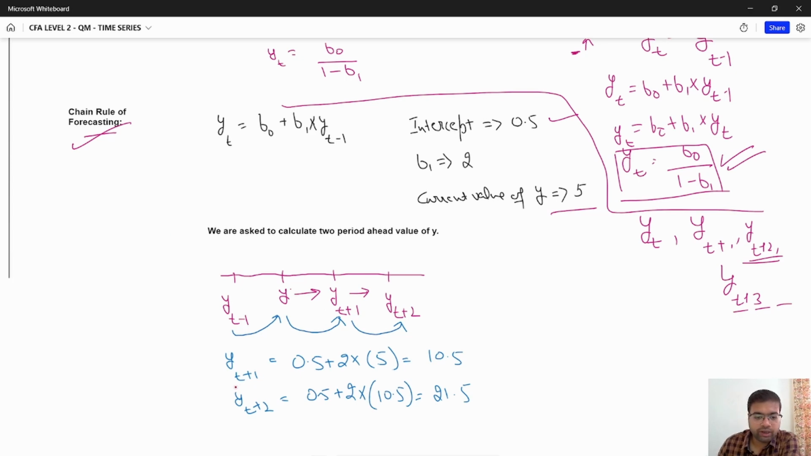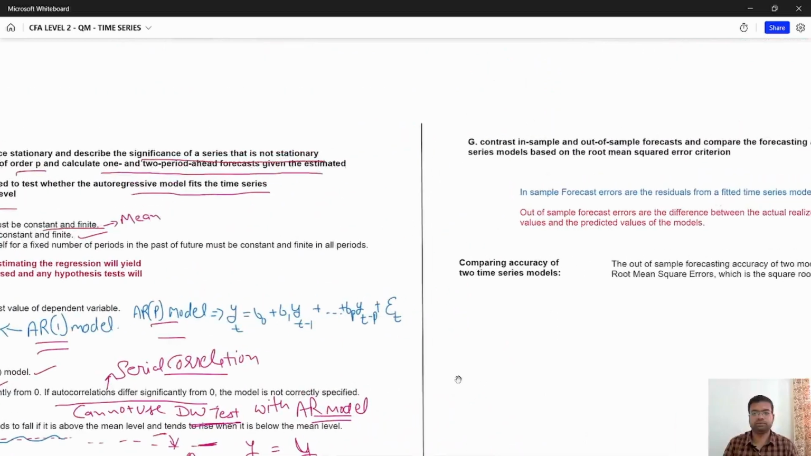Now see, let's say we are given these values and we need to calculate yt plus 1. yt plus 1 is equal to intercept 0.5 plus slope coefficient 2 times the current value of y, which is 5. So the answer comes at 10.5. Now you use this 10.5 calculated value to calculate the value of yt plus 2. Yt plus 2 is equal to 0.5, the intercept term, plus 2 times 10.5, and it comes around at 21.5. So this is the chain rule of forecasting in AR models.